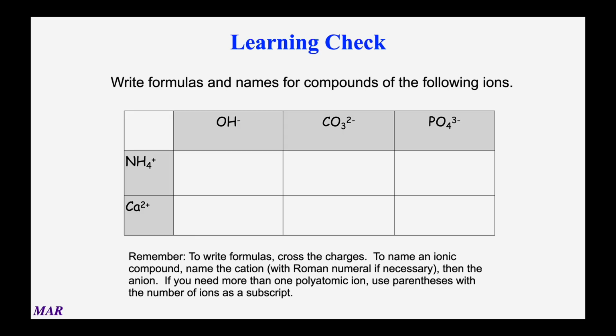Here's another example, but this time with some polyatomics. So again, I'll show you how this works. Ammonium, NH4+, and OH-, those come together 1:1. So the formula would be just NH4OH, no parentheses. The name is ammonium hydroxide.